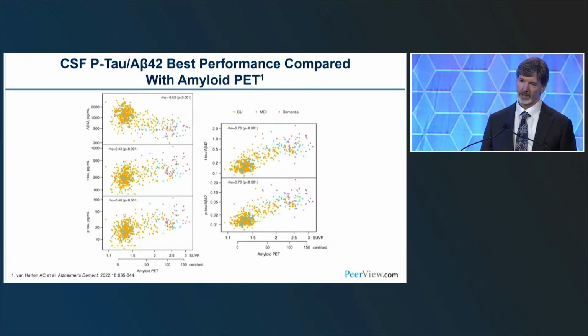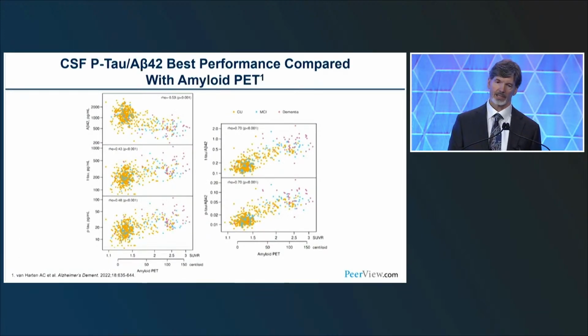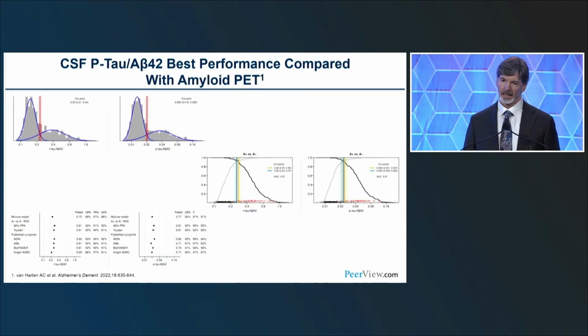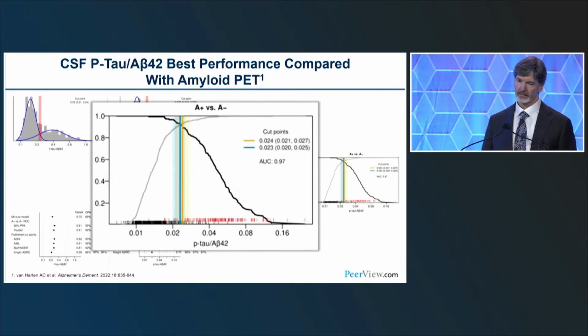Just one slide about why choose one or the other. In CSF, p-tau over A-beta 42 ratio has been shown to be one of the best performers as it compares to amyloid PET. And some scatter plots here showing a t-tau and p-tau on the right, showing better rho values than what we see with just single A-beta 42 or A-beta 42 ratios. And I'll just show you this one pull-out of this figure from a paper that was published recently showing the AUC of p-tau ratio over A-beta 42 is pretty good.